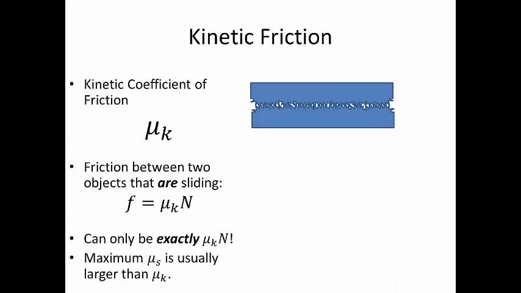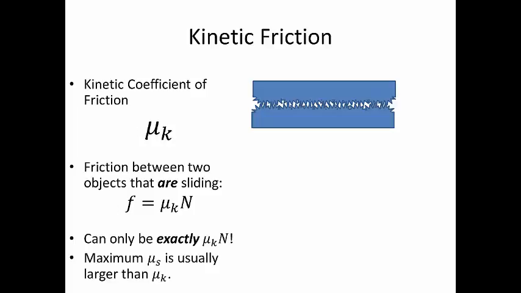What about kinetic friction? When we have kinetic friction, the objects start to move against each other. The kinetic coefficient of friction is represented by mu sub k. Friction between two objects that are sliding is kinetic friction. This can only be exactly our kinetic coefficient of friction times the normal force, and it will always be that value.